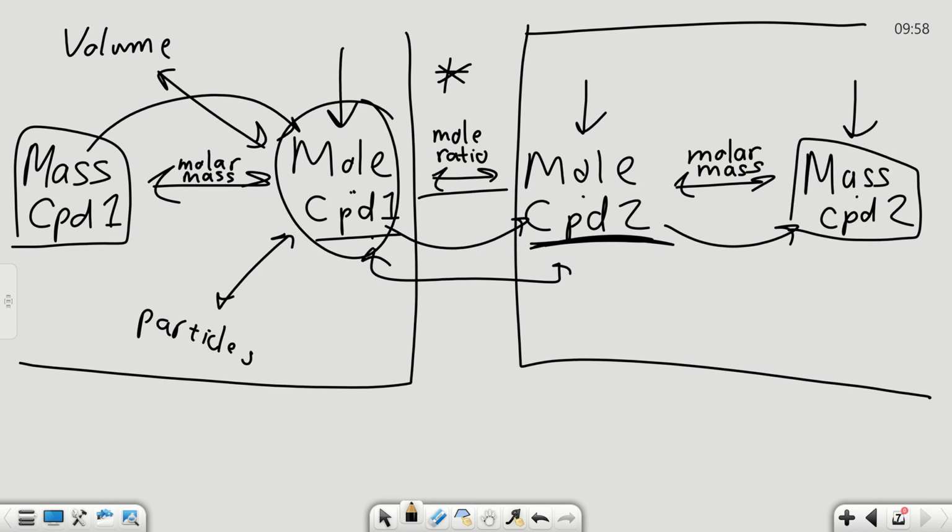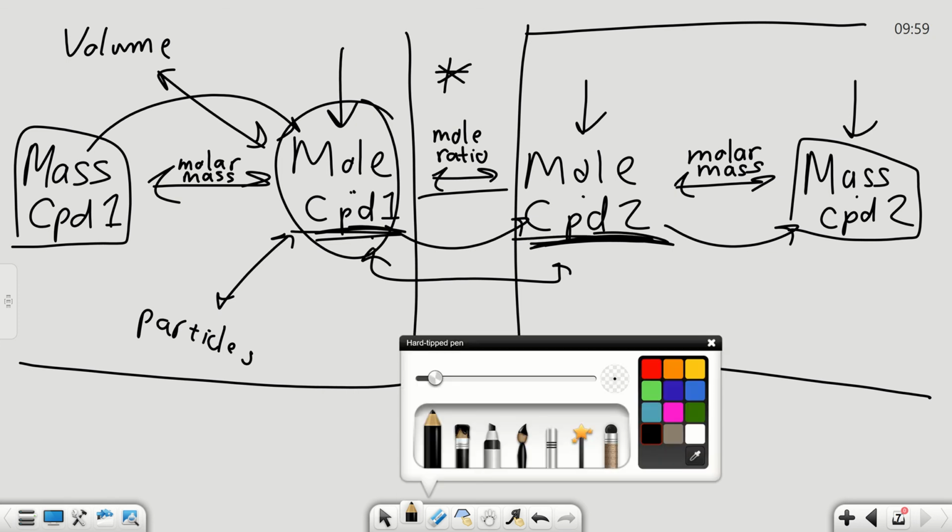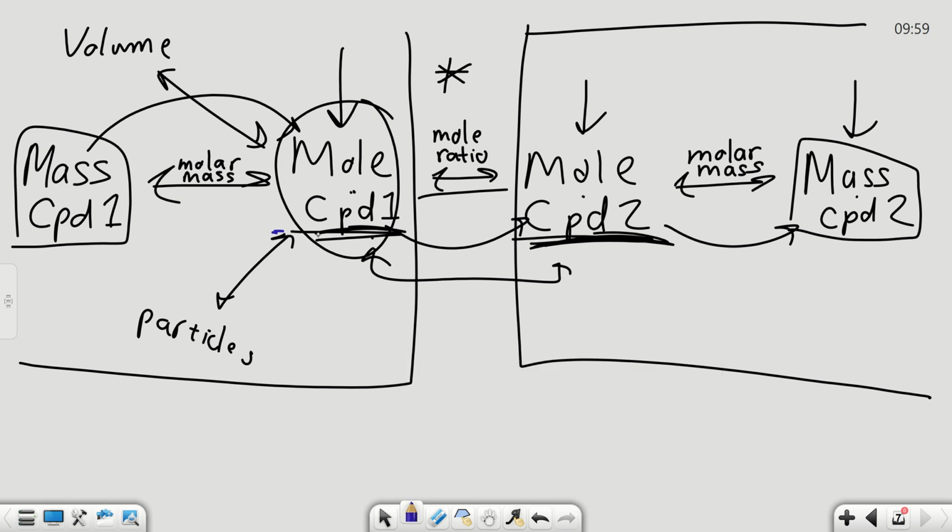Okay, I know this got kind of messy. We started with the new step of moles to mole of compound 2. Okay, if I change colors just so I can show this to you one more time. We can change between compounds using the mole ratio, and then from there, it's the steps we learned last unit where you can change into anything else, but primarily it's going to be all about the mass.